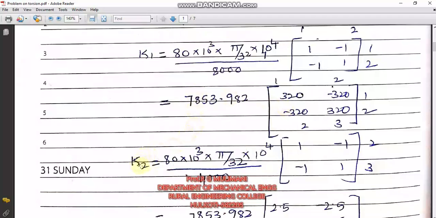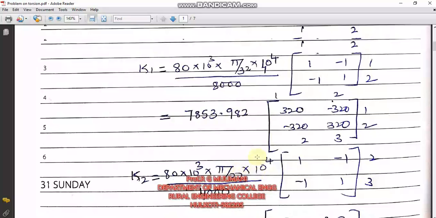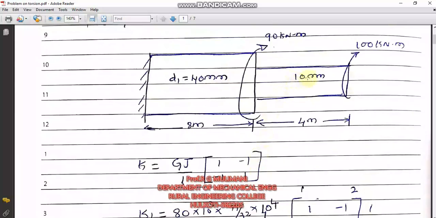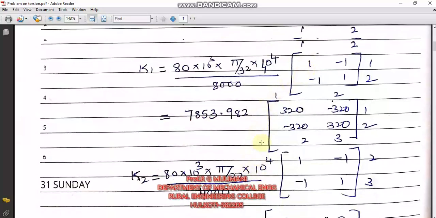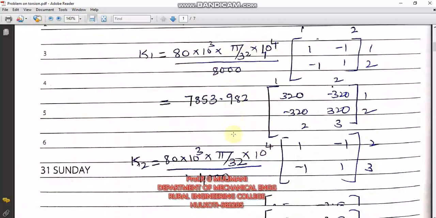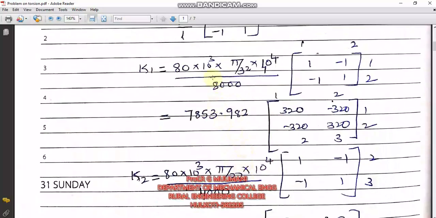Similarly, the stiffness matrix K2 is taken here. This is the G value, this is J, pi by 32 d2 raised to 4, that is 10 mm, 10 raised to 4, divided by the length of the shaft, that is 4 meters, 4000 millimeters. In both matrices, the common terms are 80 into 10 raised to 3 and pi by 32. So they are taken outside, and the remaining values are multiplied to all the inner elements.